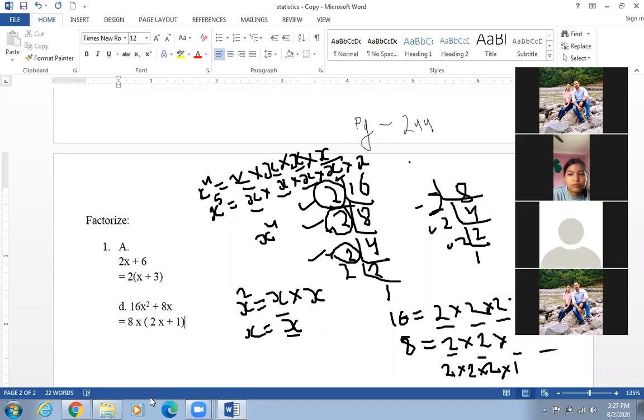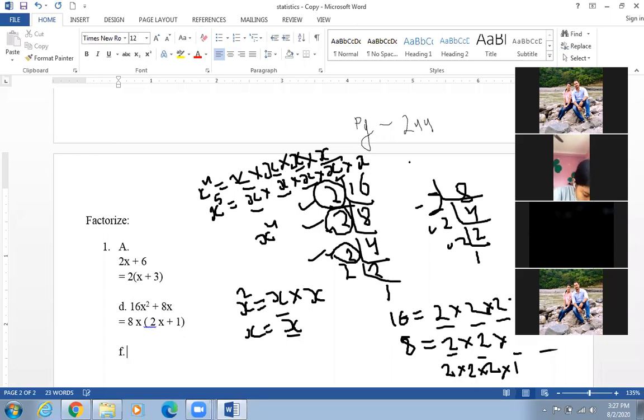Okay, so please try this number. F number 8m minus 8. So your answer is going to be 8 bracket m minus 1 is the answer.